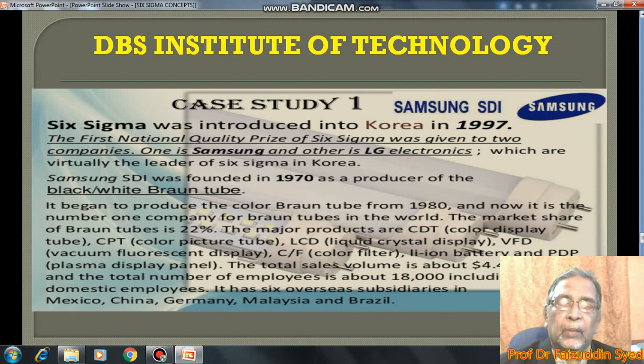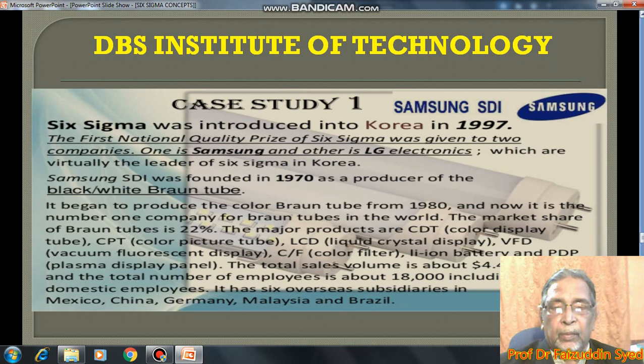The major products are CDT, color display tube; CPT, color picture tube; LCD, liquid crystal display; VFD, vacuum fluorescent display; CF, color filter; Li-ion battery; and PDP, that is plasma display panel.